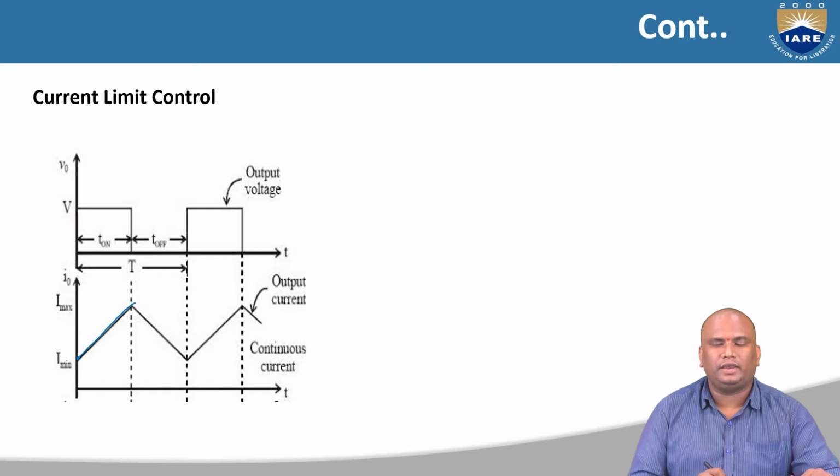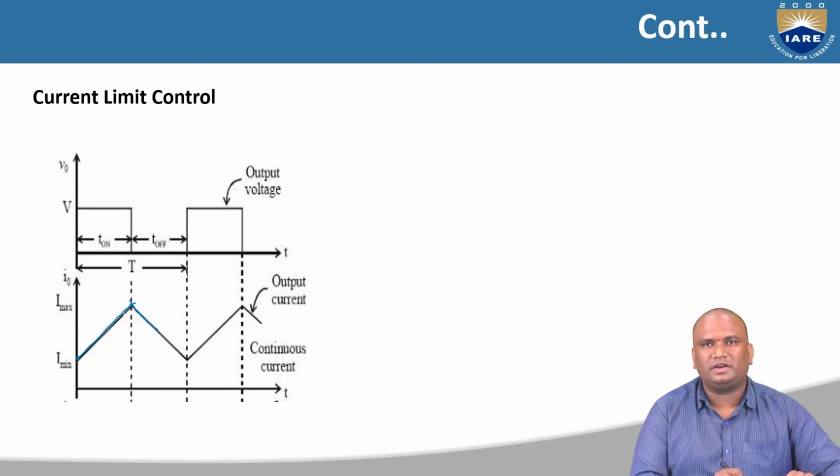When the output current increases and reaches the maximum value, we set the limits I0 minimum and I0 maximum. Once it reaches the maximum value, the chopper immediately turns off. Once the chopper is turned off, the current discharges again, because the load will be in charging and discharging mode, since we have inductive loads.